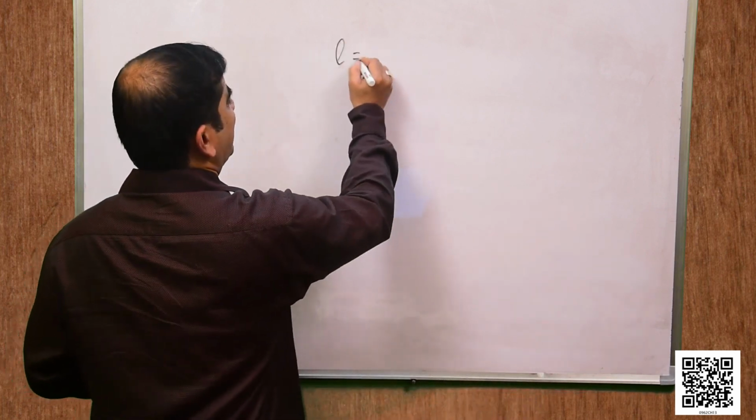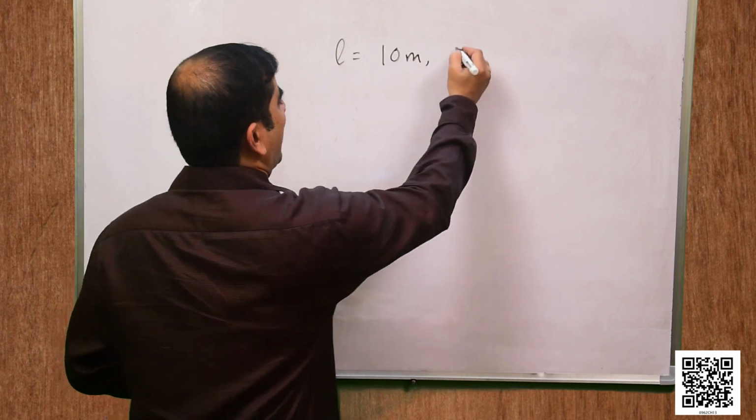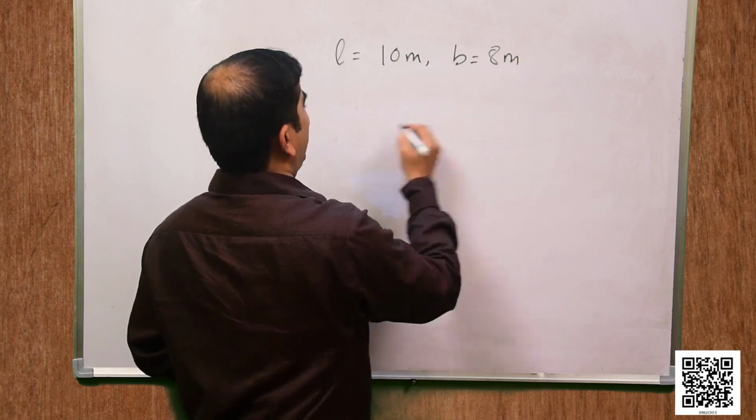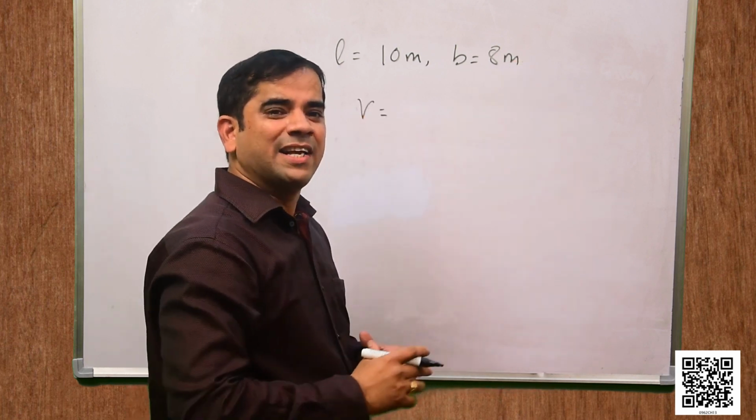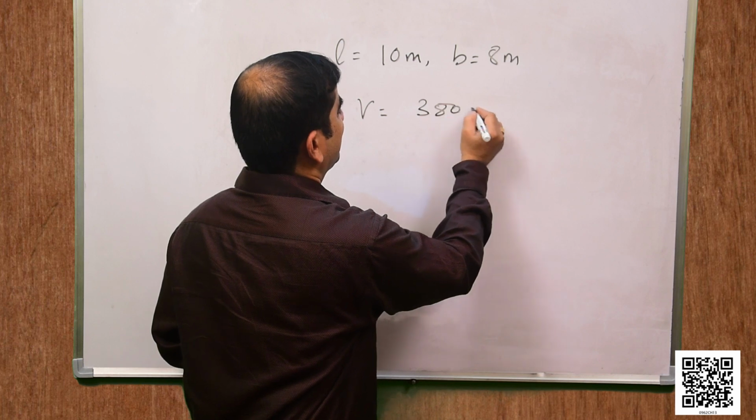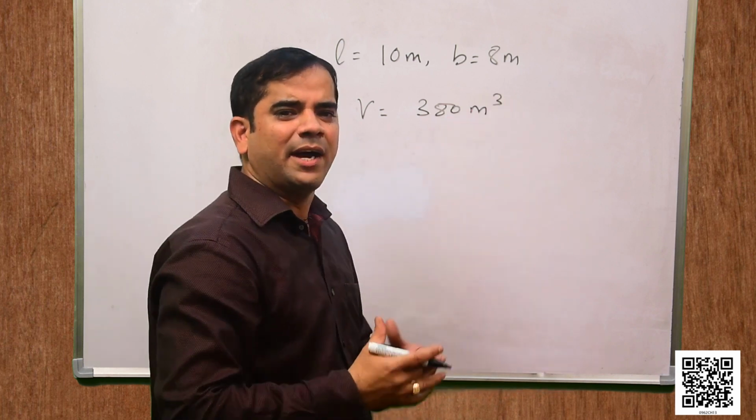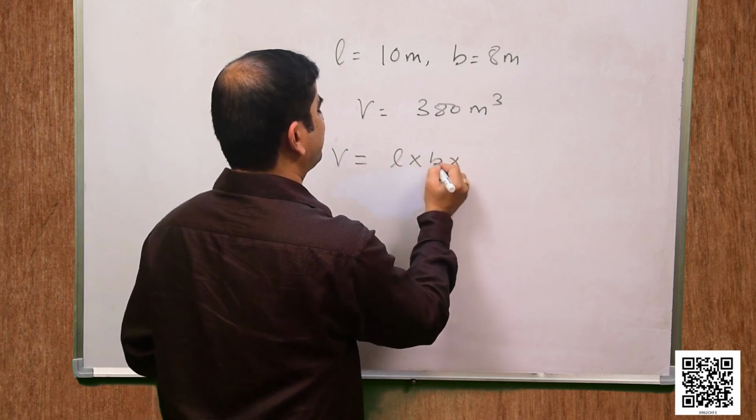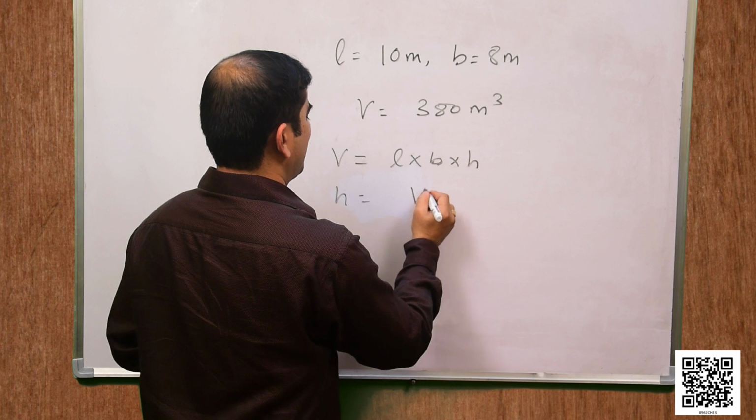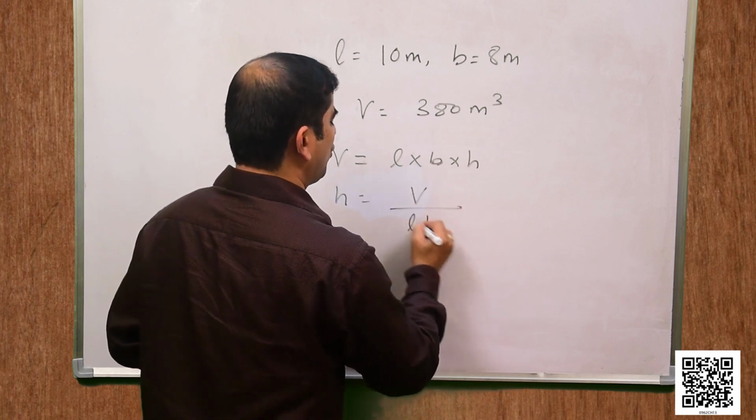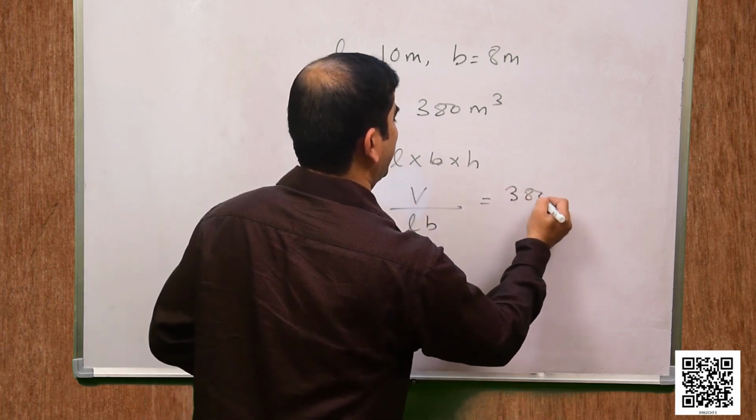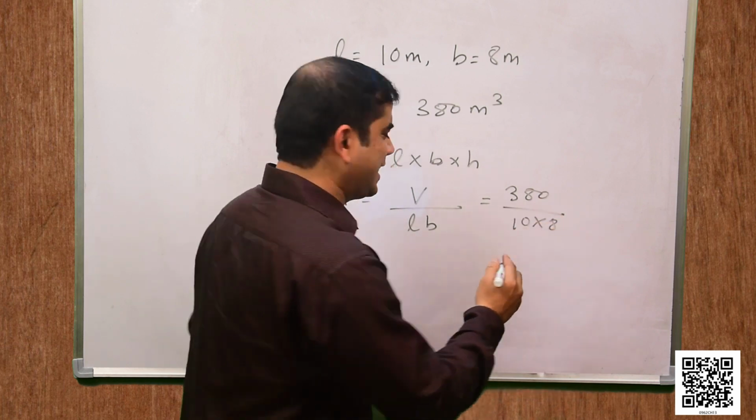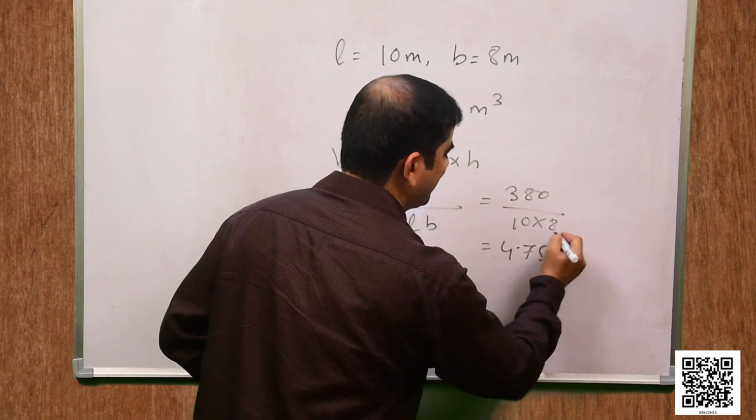It is given that length is equal to 10 meter, breadth is equal to 8 meter, and volume is given as 380 cubic meter, or you can say meter cube. We know that V is equal to length into breadth into height. So, height will be volume divided by length into breadth, that is equal to 380 divided by 10 into 8, isn't it? So, it is 4.75 meter.